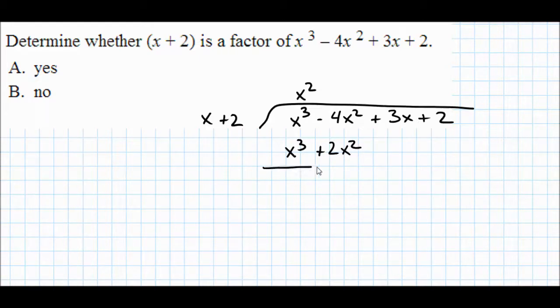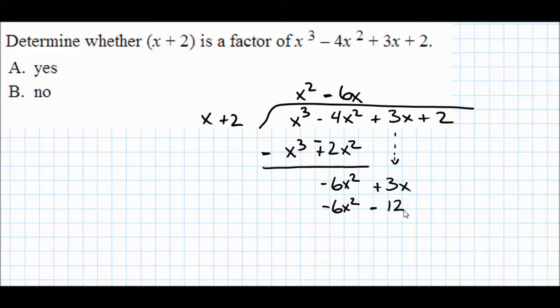Now let's subtract those, so we change our signs. x cubed minus x cubed is 0. Negative 4x squared minus 2x squared is negative 6x squared. Now drop the next part down, plus 3x. To match negative 6x squared, we're going to multiply by negative 6x. Negative 6x times x is negative 6x squared, so they match up. Negative 6x times a positive 2 is negative 12x.